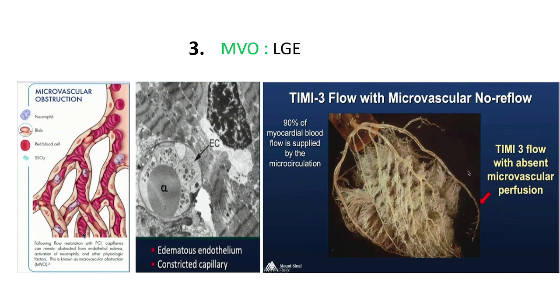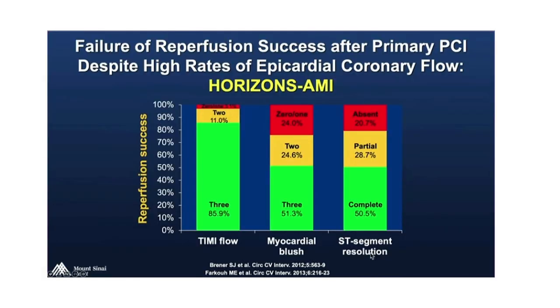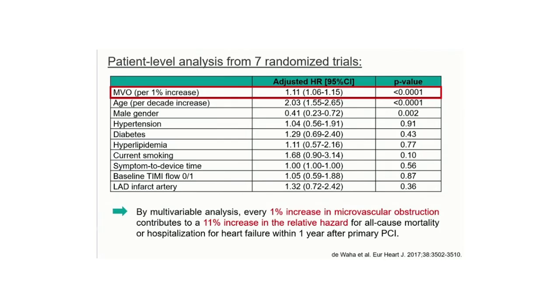We know that 90% of our myocardial blood is supplied by the microcirculation, and this microcirculation is affected by persistent ischemia causing a perfusion defect. And this is due to edematous endothelium and constricted capillaries. And most of the time in the cath lab, we find that TIMI 3 flow can be achieved in 90% of cases, but among them 50% have myocardial blush and ST segment resolution. It means 50% are not effective or only suboptimally effective with primary PCI.